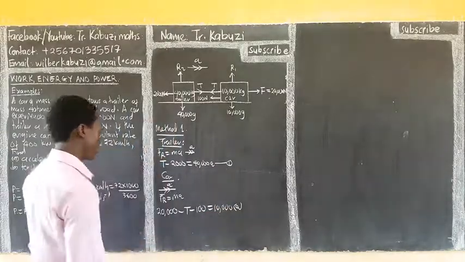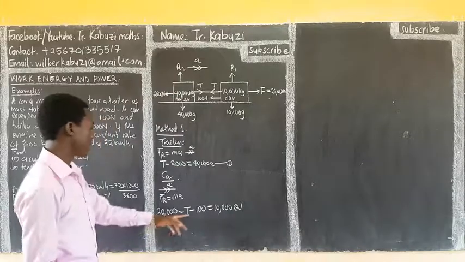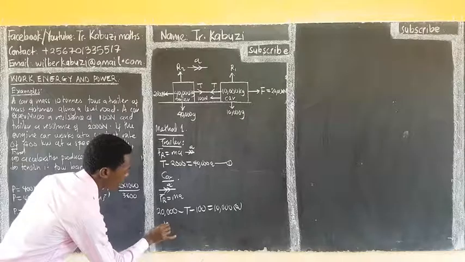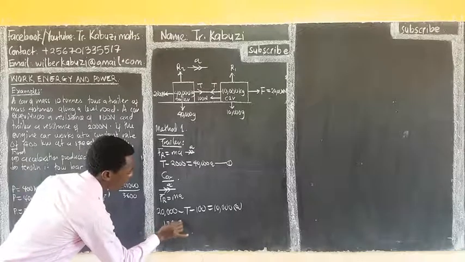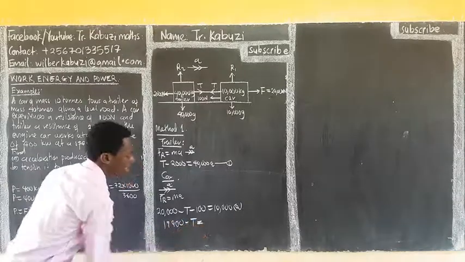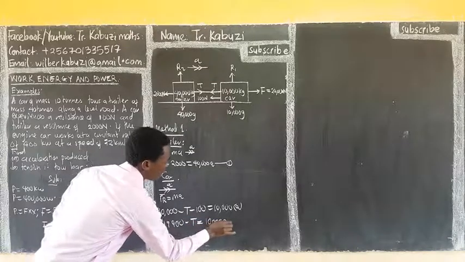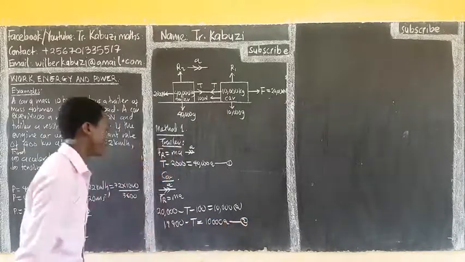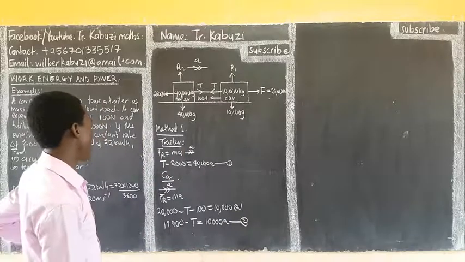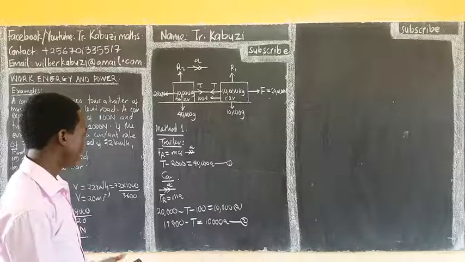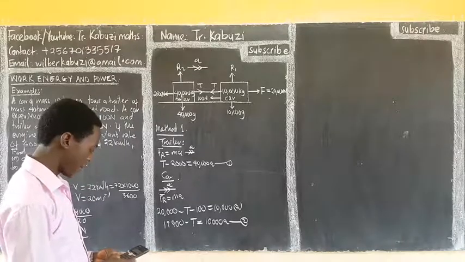From there, when we simplify, we get 9,000 minus T equaling 10,000 A. And we call this equation 2. So now we are going to solve these two simultaneous equations, and that would be the idea.